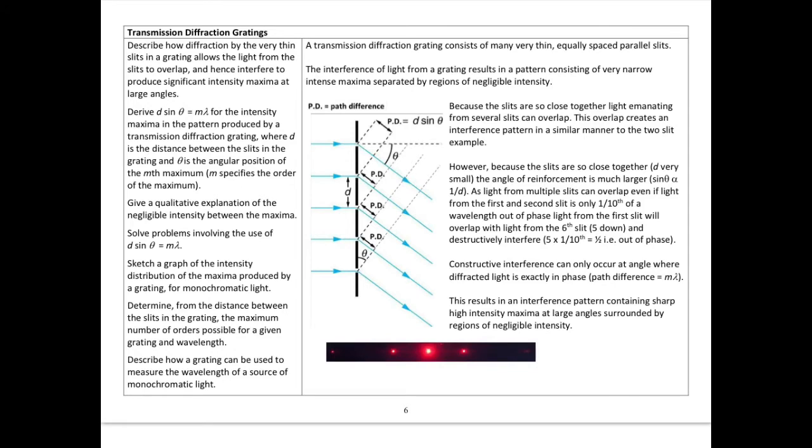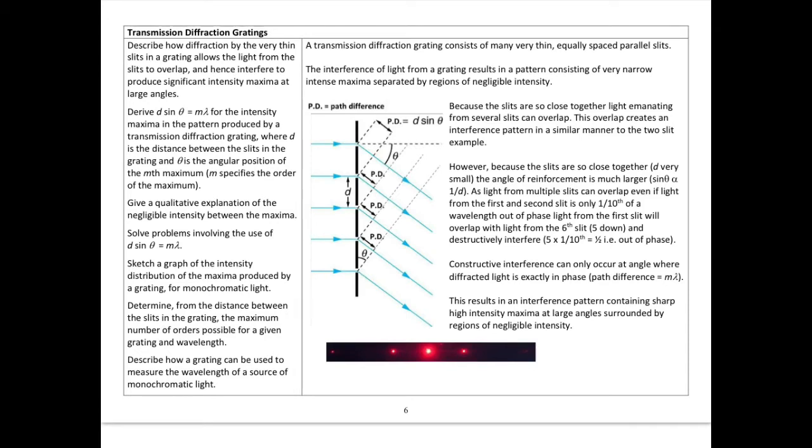Okay, so let's get into the details of the proof. Well, the details of explaining this more so. We've already said a transmission grating consists of many thin, equally spaced parallel slits. The interference of light from a grating gives a pattern that basically consists of very narrow, intense maxima separated by regions of negligible intensity. I showed that on the previous slide, and there's this little picture down here showing that as well.